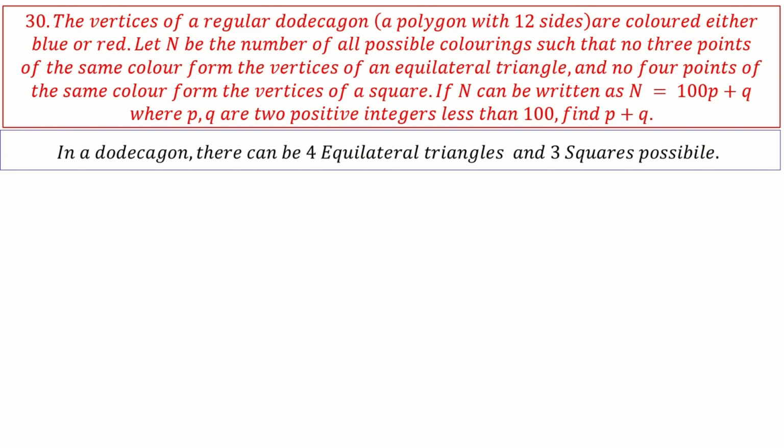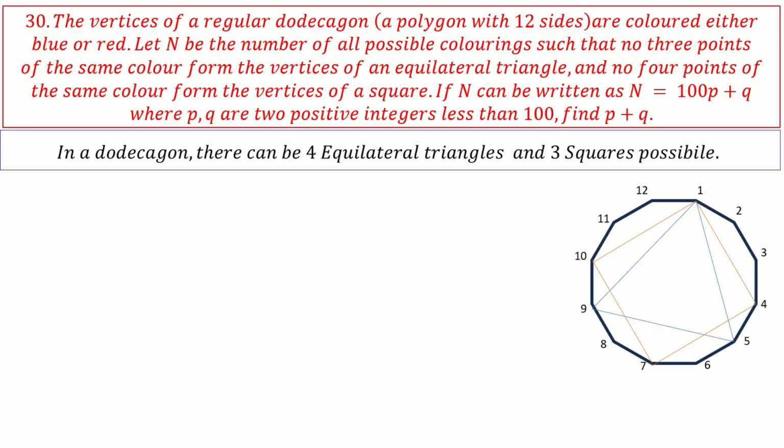So first thing is a dodecagon. That is 12 nodes like this. If you imagine a clock, then you have 1 to 12. It can have 4 equilateral triangles and 3 squares possible. How? Look at this blue triangle. I can rotate it 1, 2, 3. Already it is 1, so 2, 3, 4 I can rotate. Once it's rotated to 5, it is the same as the first position. And a square is formed with these points 1, 4, 7, 10, and you can rotate it 2 times. So you will form 3 squares.